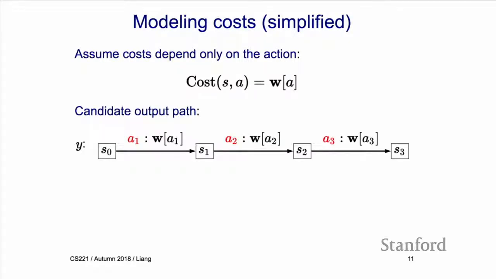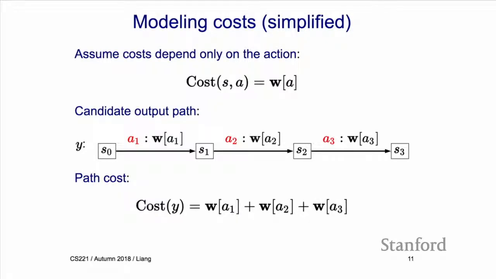Okay, so if somebody outputs an actual path, I can look at the actions they take, and I can look up the cost in my dictionary, w, for each of the steps, and then I add the costs together, and that's the total cost of the path. You just add them together as we've always been doing.